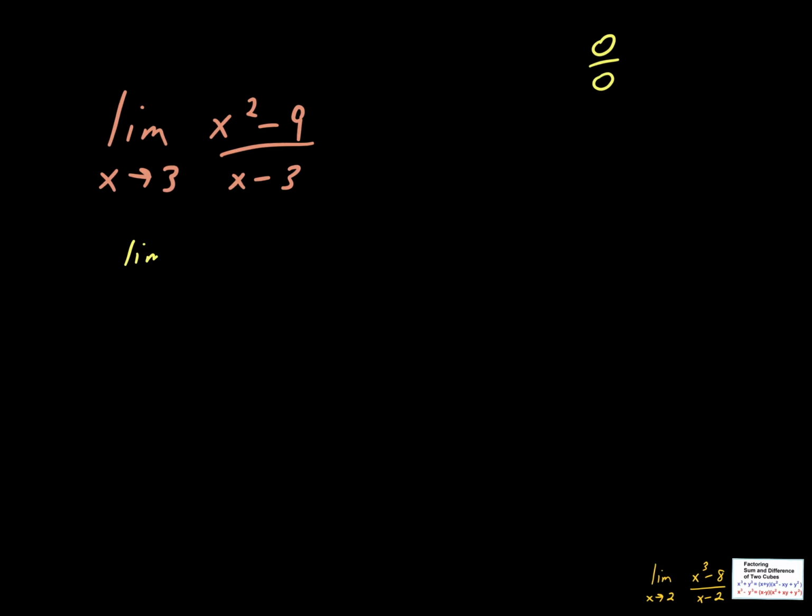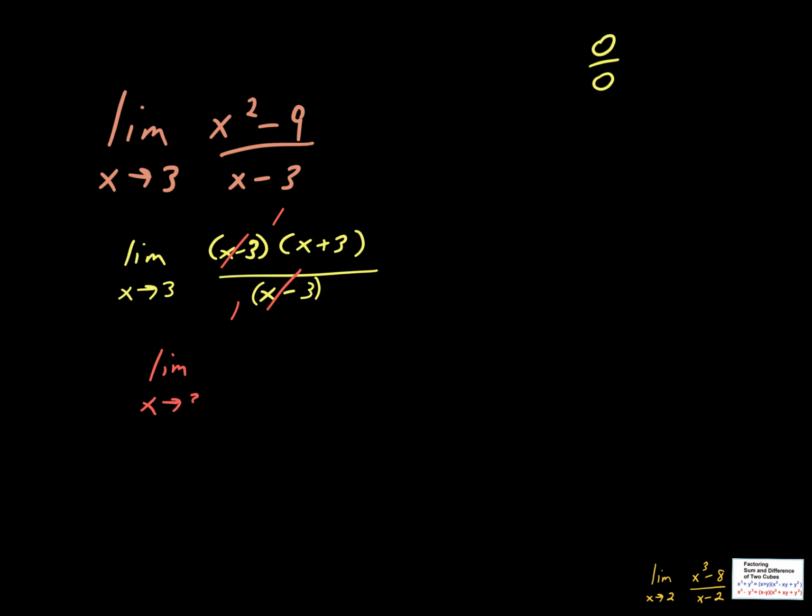We have the limit as x is approaching 3. Now the numerator is the difference of two perfect squares. You might remember that. I hope you do. When you do that, you don't need to put that in parentheses, but that is one simple factor right there. And what we get to do is we get to cancel common factors. Okay. What are you left with? Well, now you are simply left with this, right?